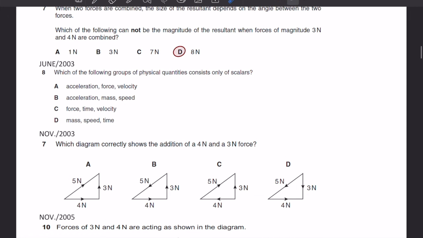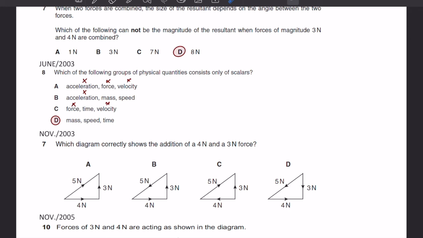You also get questions like this where it says, which of the following groups of physical quantities consists only of scalars? So you can identify which quantities are only scalars. You know that acceleration is a vector quantity. Acceleration is again a vector quantity. Even force and velocity are vectors. So A and B are not my option. Here I have force and velocities as vectors, so they are not my option. Mass, speed, and time. This is entirely learning based. You have to remember which quantity is a scalar and which quantity is a vector.